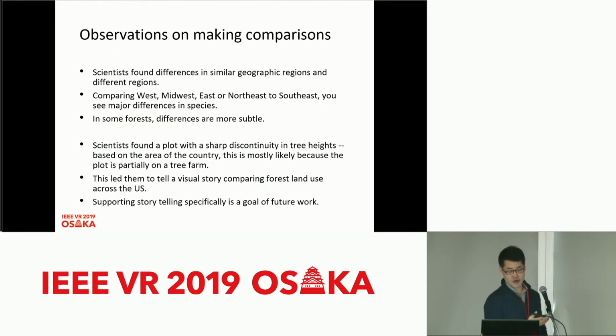Also, making comparison, people use our technique to see how these different regions across the United States have different tree species. Also, there was an interesting observation made when a scientist was comparing 2 forests. One looks like a regular forest where trees were similar heights, but on the other forest, there's a clear boundary where trees on one side were much lower than the other side.